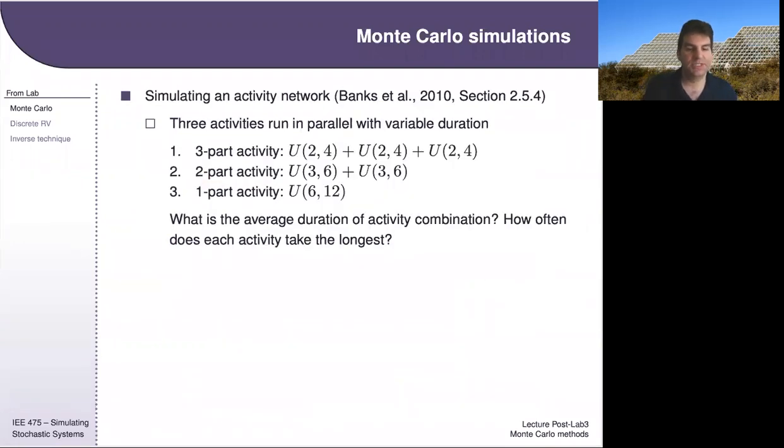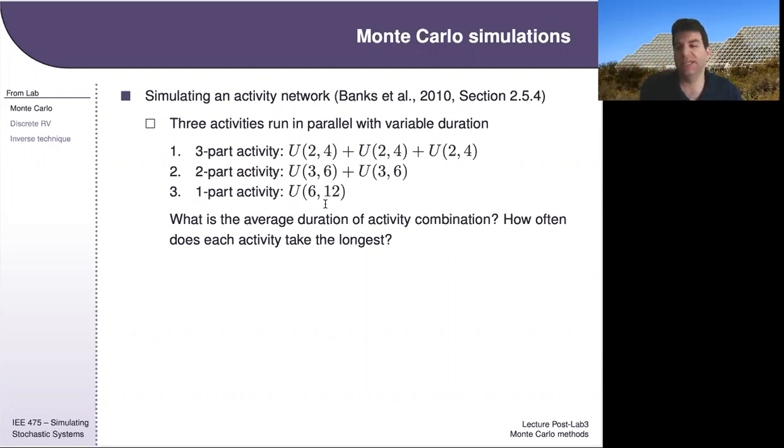Okay, so the second part of that lab that I want to talk a little bit about was this activity network stuff. In this stochastic activity network, we had 3 activities operating in parallel. One of them has a 3-part activity where each individual part was between 2 and 4 minutes. The other one was a 2-part activity where each individual part was between 3 and 6 minutes. The other one was just 1 part between 6 and 12 minutes. All 3 activities have the same average completion time, 9 minutes.